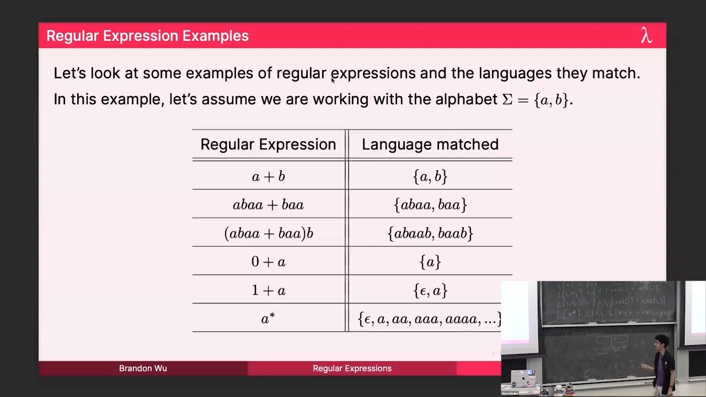If I have 0 plus A, I get A. If I have 1 plus A, I get epsilon and A. And if I have A star, that means epsilon, A, and every string that might be something in this language 1 or more times, or 0 or more times.